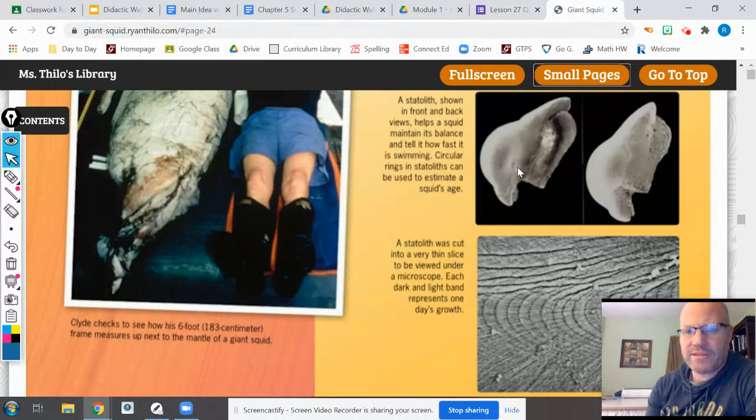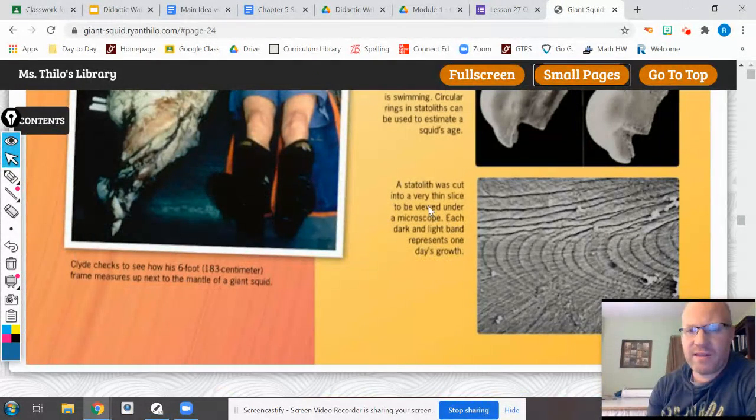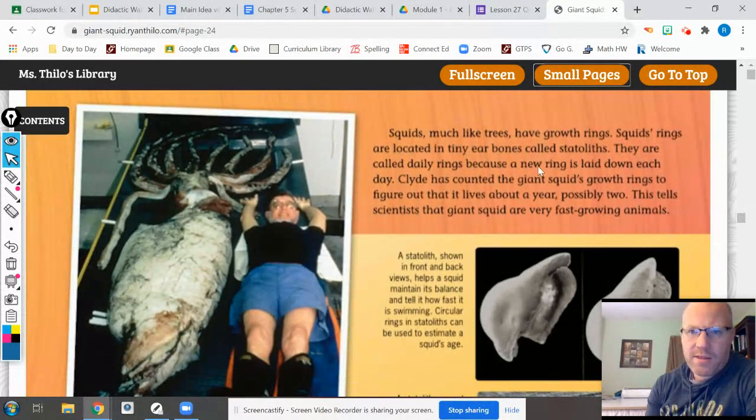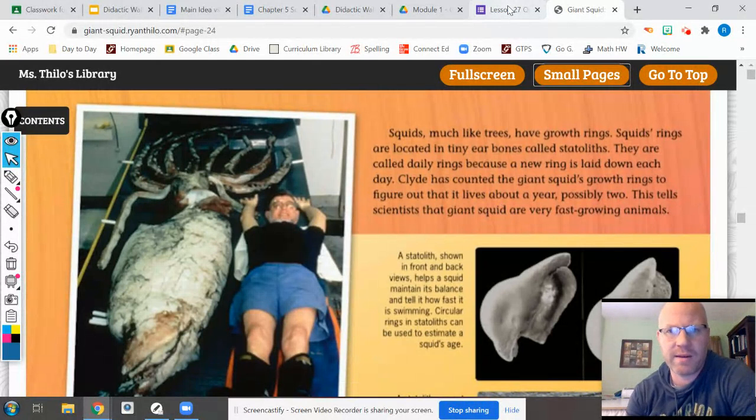So when we go down here, a statolith was cut into very thin slice to be viewed under a microscope. Each dark and light band represents 1 day's growth. They are called daily rings because the new ring is laid down each day. Clyde has counted the giant squid's growth rings to figure out that it lives about a year, possibly two. This tells scientists that giant squid are very fast-growing animals.